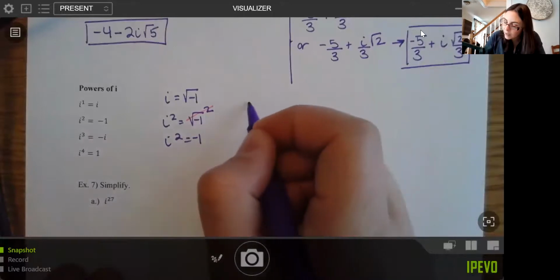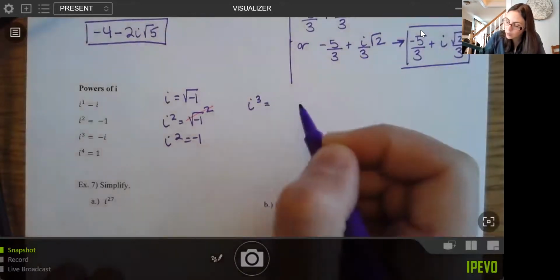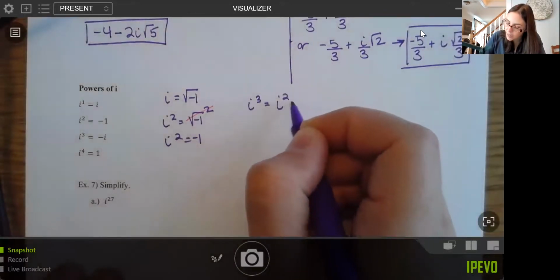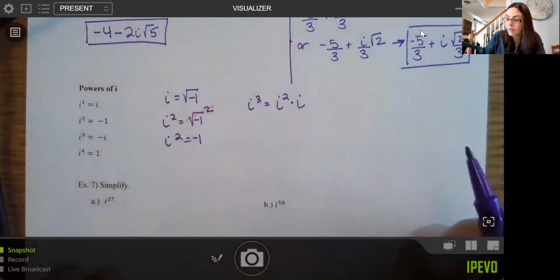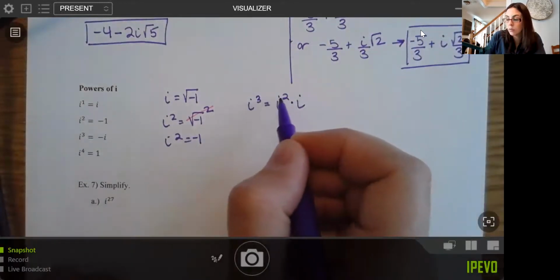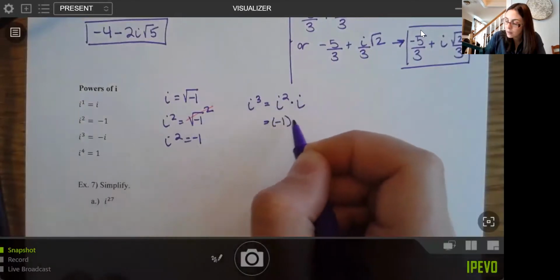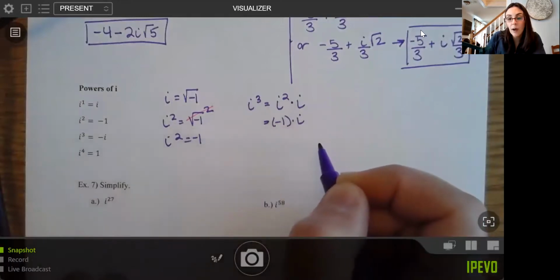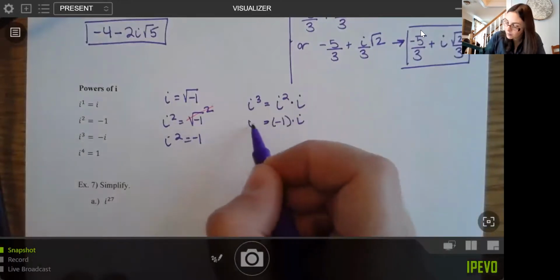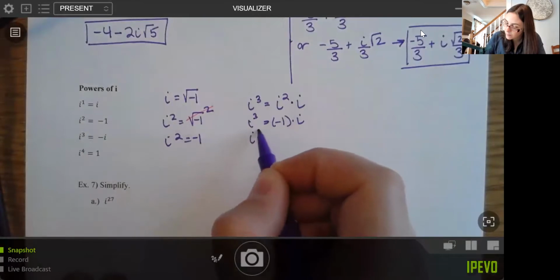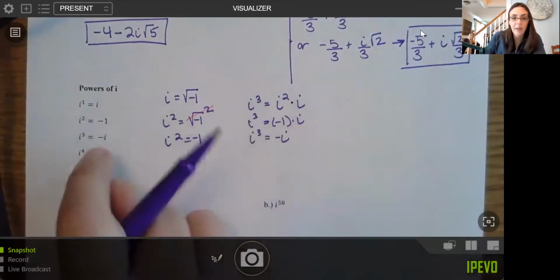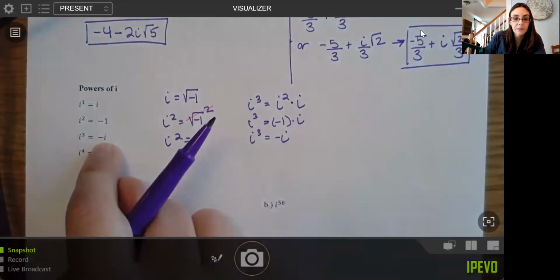When you get to i cubed, well, i cubed is the same as i squared times i, right? I have 3 of them, so I could break it down into 2 and 1. We're still being multiplied here. And we just saw that i squared is -1. So this becomes -1 times i, which is -i. So that's how we get that value here.